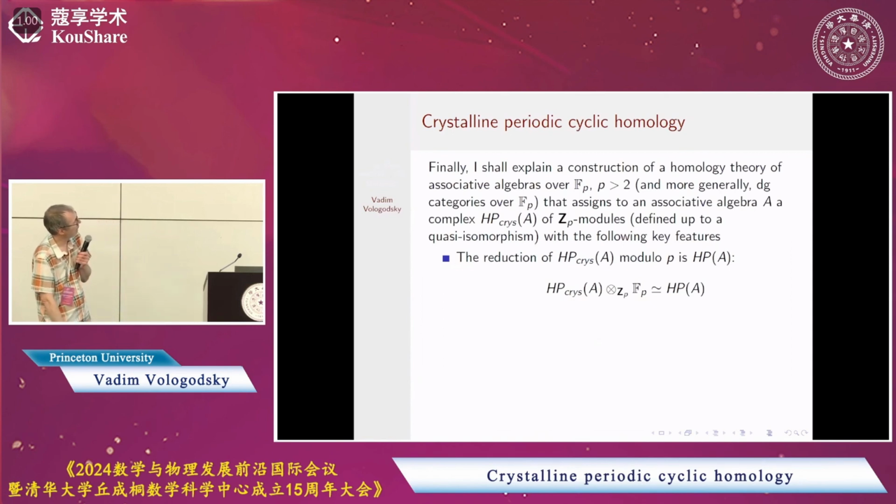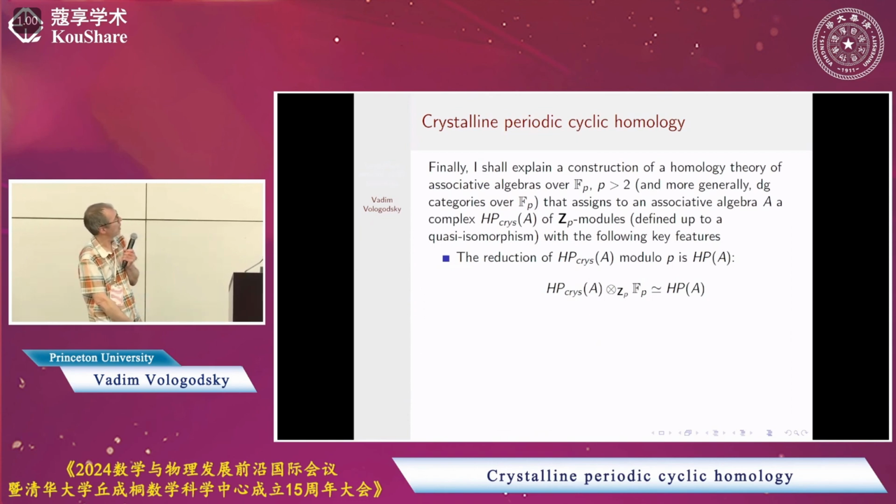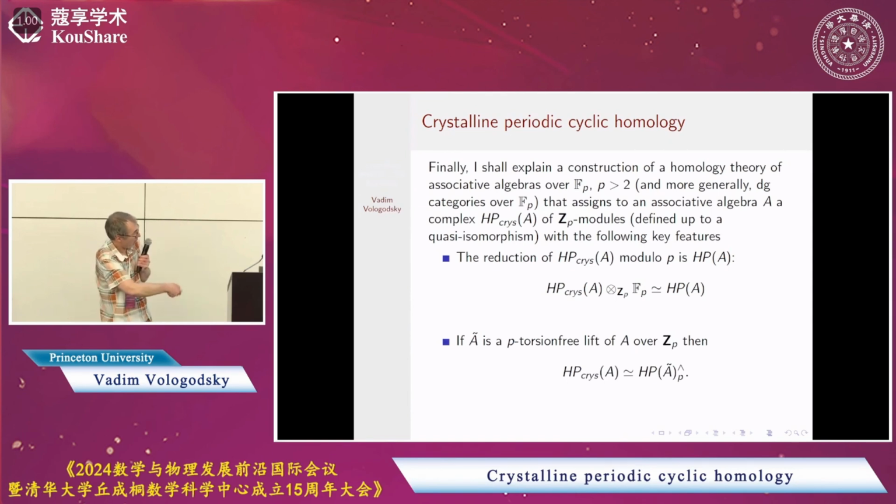Now it comes to some original results. We are interested in periodic cyclic homology of algebras over F_p. First, I want to have its crystalline lift. I claim that there is a construction that assigns to any algebra over F_p, functorially, a complex of Z_p-modules, which has properties similar to crystalline homology. First of all, if you reduce this complex modulo p, then you get periodic cyclic homology of A. And if your algebra A admits a flat lift, A tilde, over Z_p, then you recover periodic cyclic homology of that lift, at least after p-completion. So in particular, you see that this right-hand side functorially depends on the reduction of A tilde modulo p.